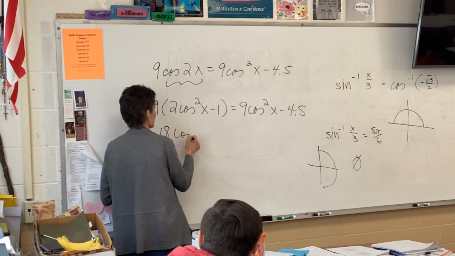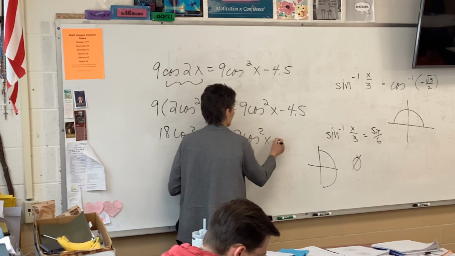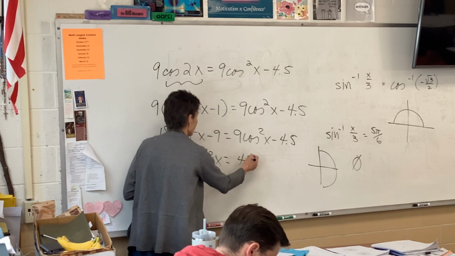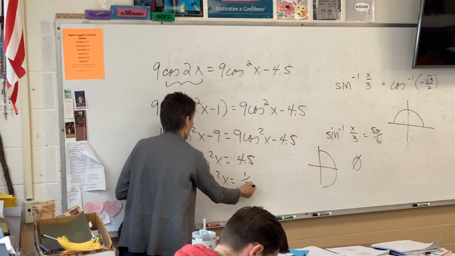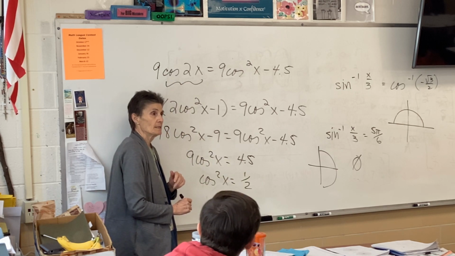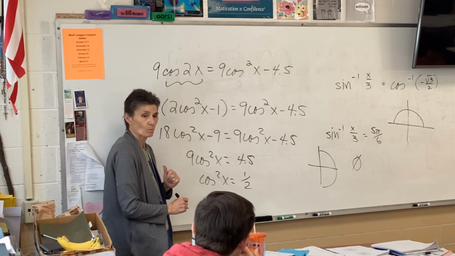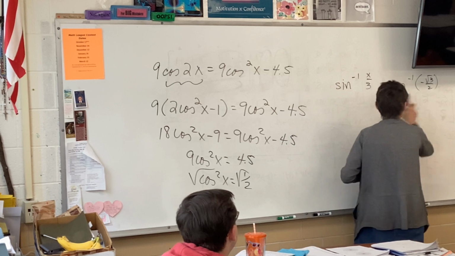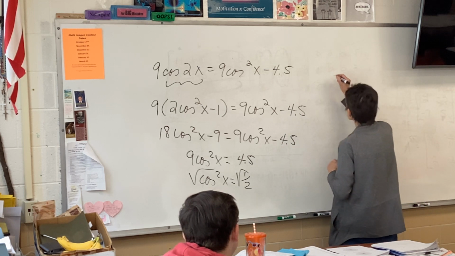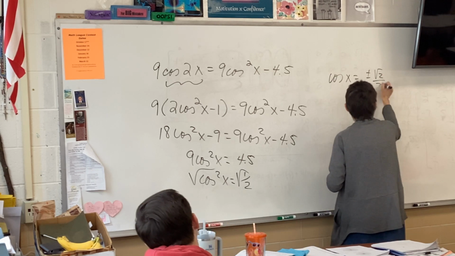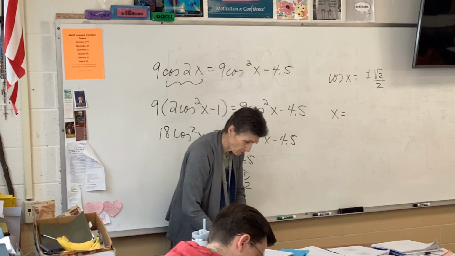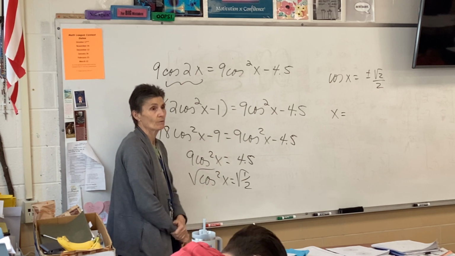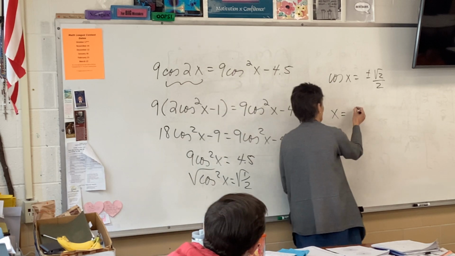All right, so now I got 18 cosine squared minus 9, 9 cosine squared, 4.5. So 9 cosine squared equals 4.5. Cosine squared equals 1 half. Now what? Square root. And when I square root, I have to remember to take the plus and minus. So what angles, are we still between 0 and 2 pi? Yeah. What angles have a cosine of plus or minus root 2 over 2? All the pi over 4s. Yep. Perfect.